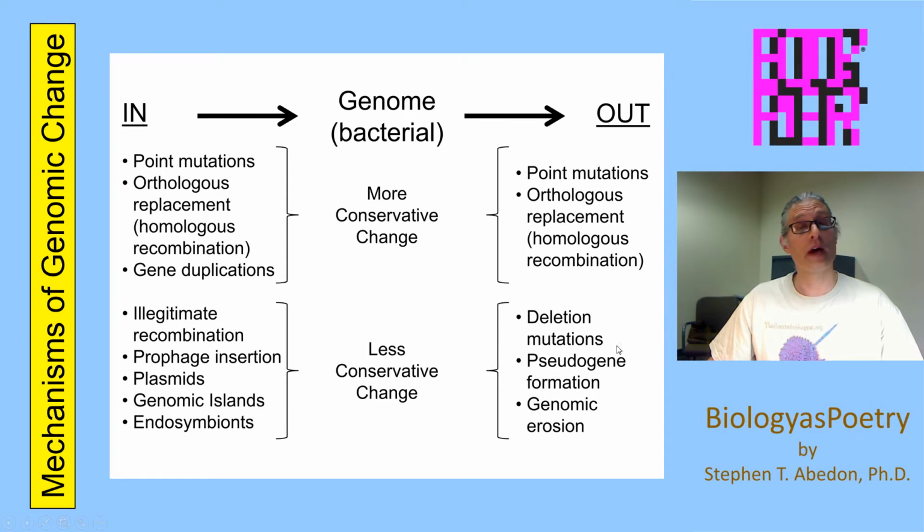In terms of more radical changes, you have deletions that remove information from chromosomes, also reducing chromosomes in size. In fact, this is the primary means by which chromosomes are reduced in size. You have pseudogene formation, which is basically taking genes that otherwise would be functional and converting them into genes that are not functional through mutation.